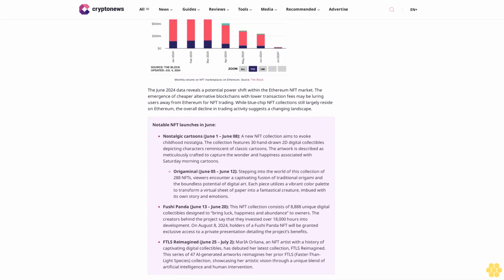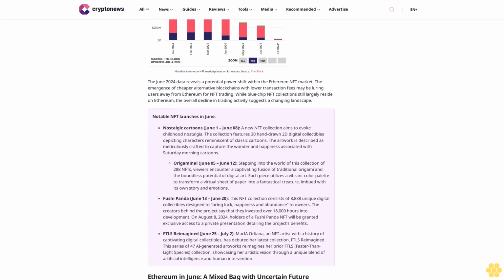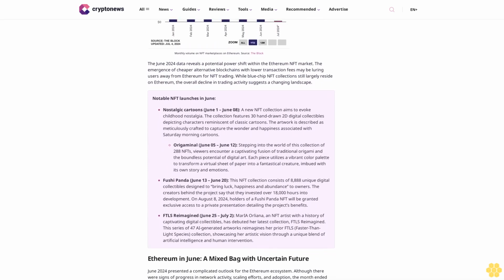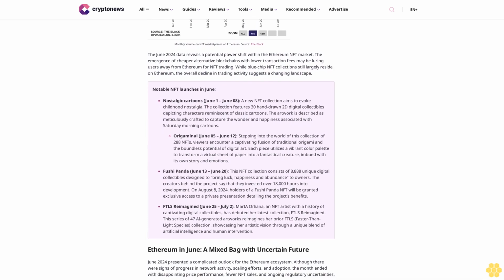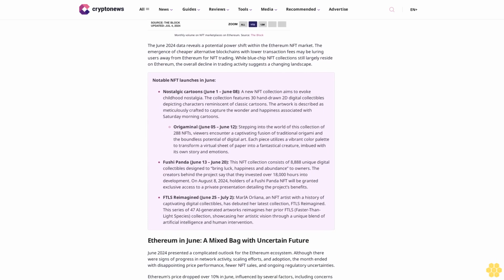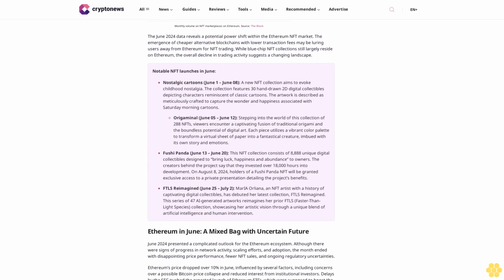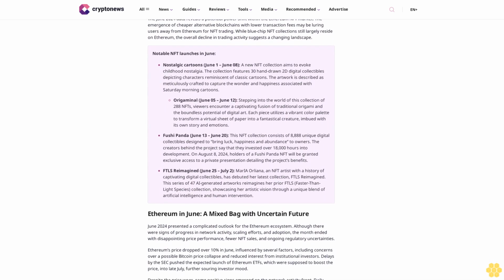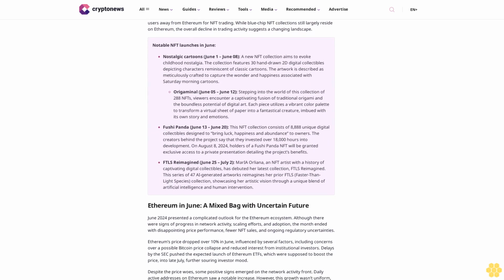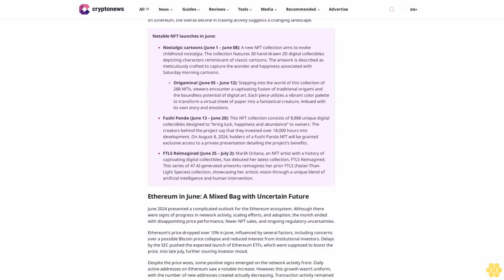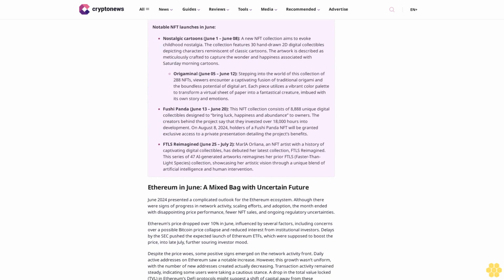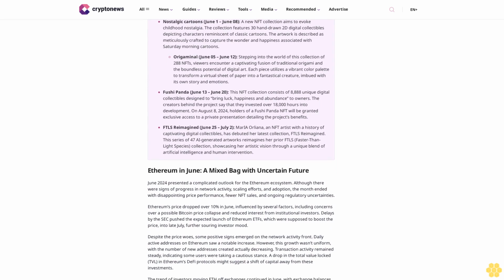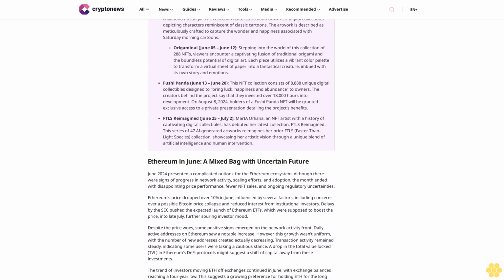With a trading volume of $229.22 million, Blur held a commanding lead in June, capturing approximately 76.5% of the total Ethereum and NFT market share. This further solidifies Blur's position as the dominant NFT marketplace. OpenSea saw a significant drop in trading volume, reaching only $50.11 million in June. This represents a market share of roughly 16.7%.